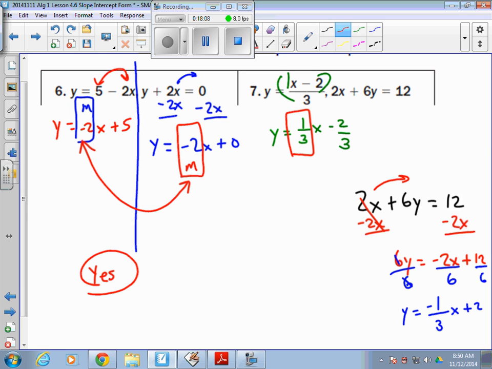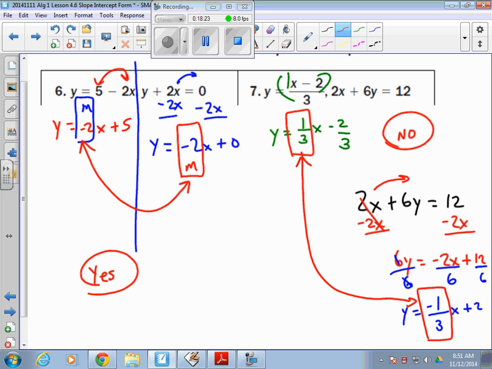Again, compare the slopes. This is m. mx, 1/3 and negative 1/3. Even though they look very similar, 1/3 is not exactly the same as negative 1/3. Therefore, those two lines for number 7 are not parallel lines.